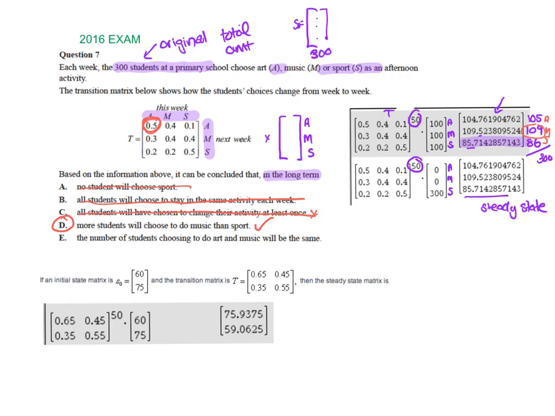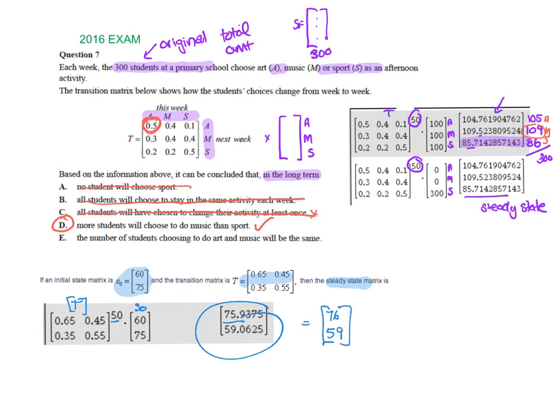If the initial state matrix is this and the transition matrix is this, find the steady state. So you can see I've raised the transition matrix to a high power times S0, and so if they said find the steady state matrix, you would just be writing out this one. We'll just round it, so I might say 76 and 59.